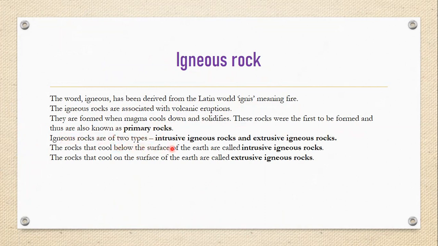Igneous rocks are of two types: intrusive igneous rocks and extrusive igneous rocks. The rocks that cool below the surface of the Earth are called intrusive igneous rocks. The rocks that cool on the surface of the Earth are called extrusive igneous rocks.